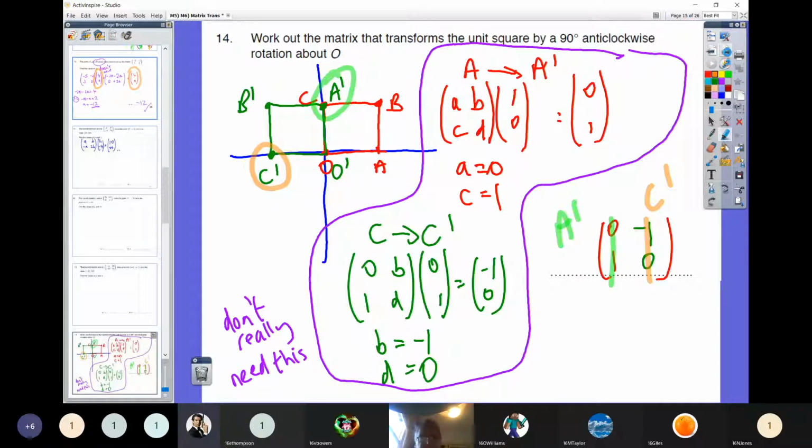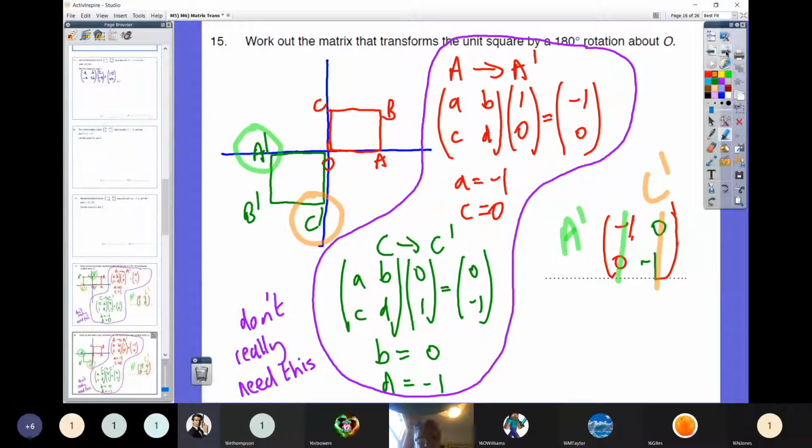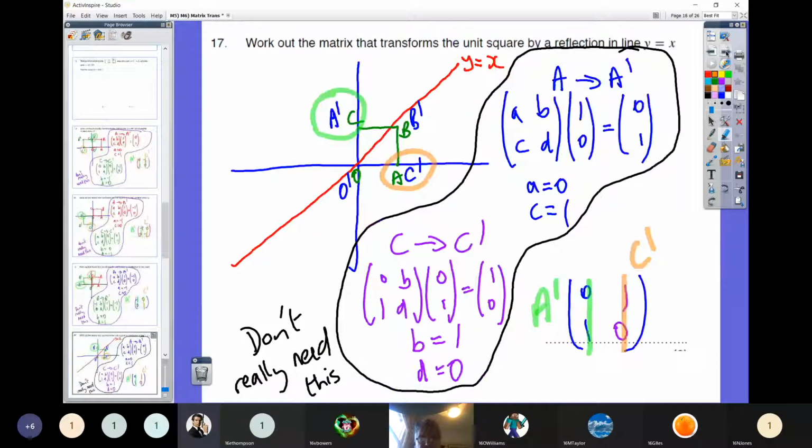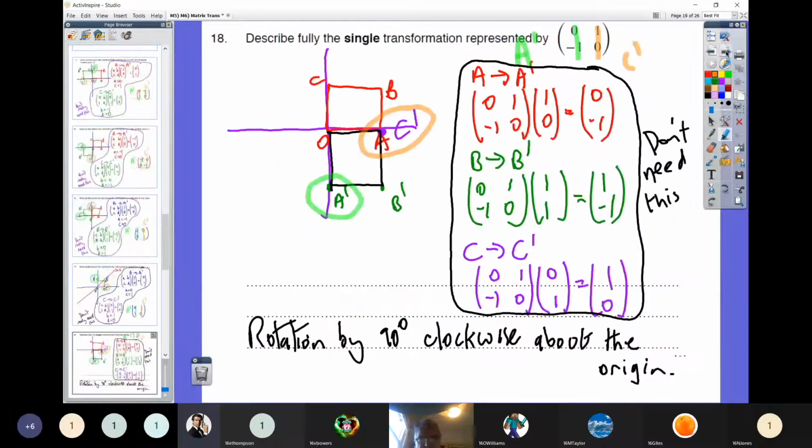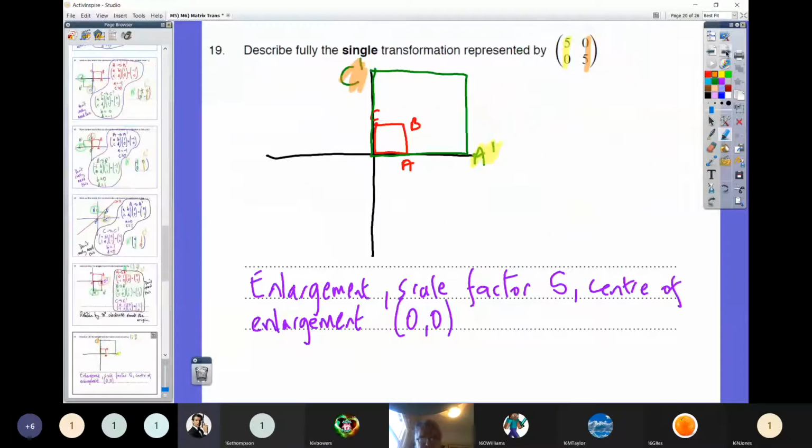So more of the same for 15, 16 and 17. So you see all the time I'm saying you don't really need this. 18. Yeah, and again, you see, describe fully the single transformation represented by that.